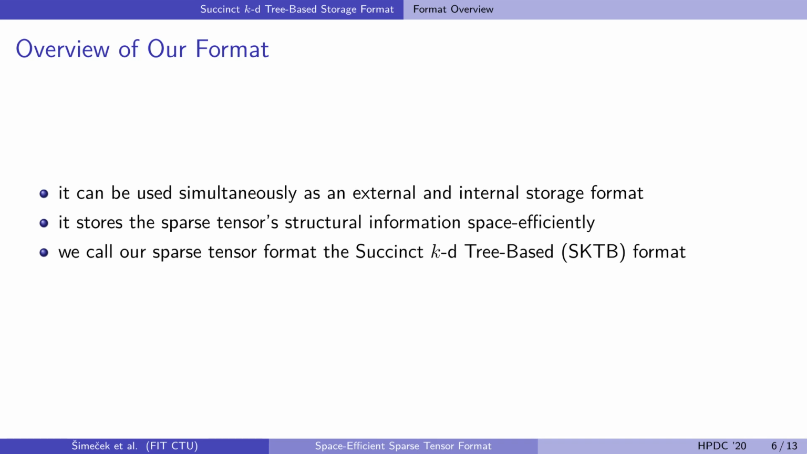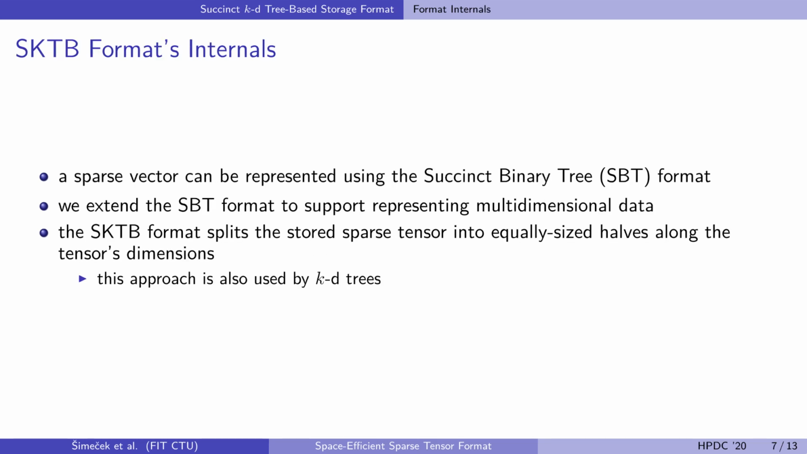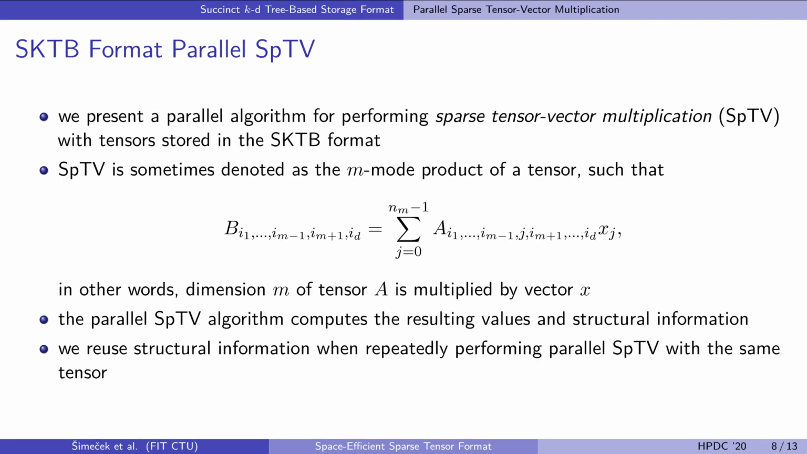We call our sparse tensor format the succinct KD tree-based format, or SKTB for short. The internals of our format are based on the idea that a sparse vector can be represented using a binary tree. For this to be space efficient, it's better to use the succinct binary tree format. Our format extends the SBT format to support representing multidimensional data of sparse tensors. Specifically, the SKTB format splits the stored sparse tensor into equally sized halves along the sparse tensor's dimensions. This approach is also used by KD trees.